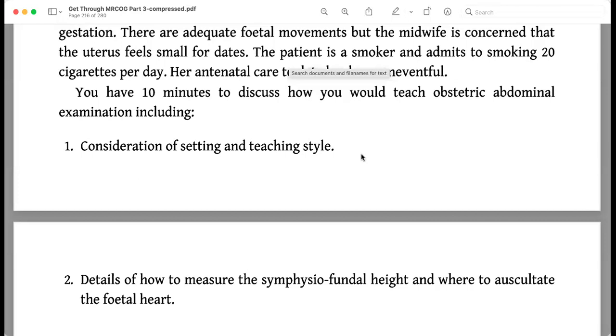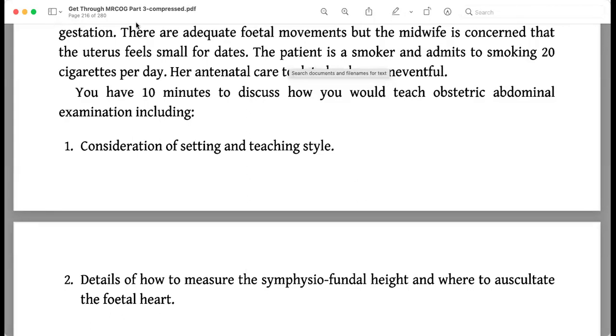So this will be demonstrated, and then the students can have hands-on practice on the mannequin later on. So this will be the specific examination for the obstetric abdomen examination.